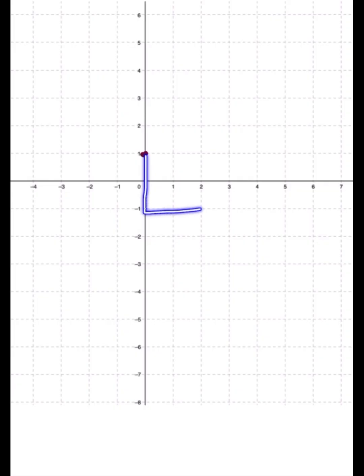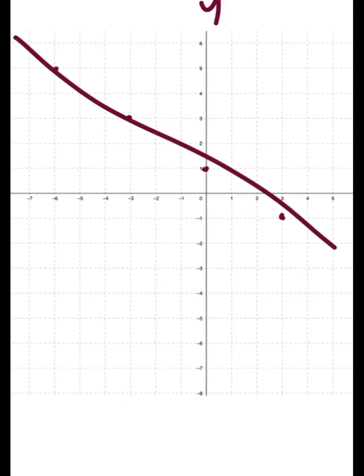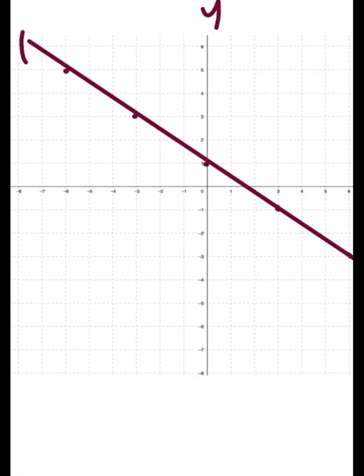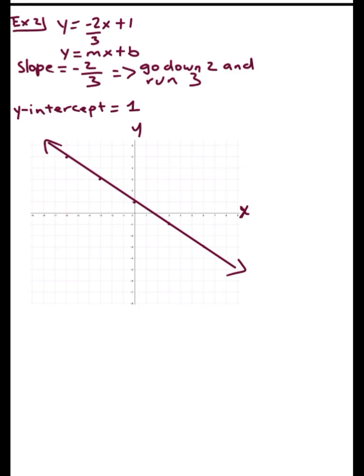So let's take a look at this. We're going to go down 2 and over 3. We're going to keep going down 2 over 3. Now remember, if you want points on the other side of the graph, you're going to have to go in reverse. So you're going to have to go up 2 over 3 and up 2 over 3. And you should have a straight line. And that is how you graph linear functions.